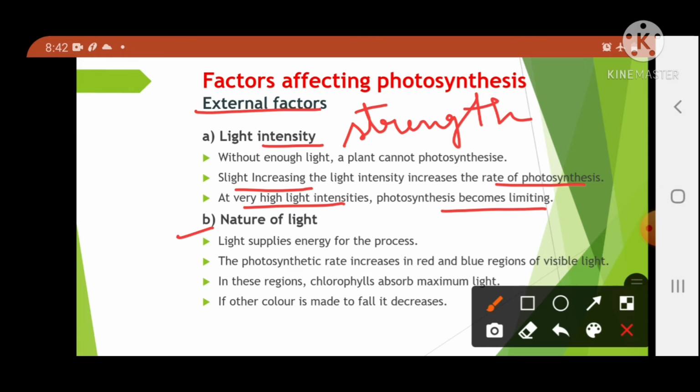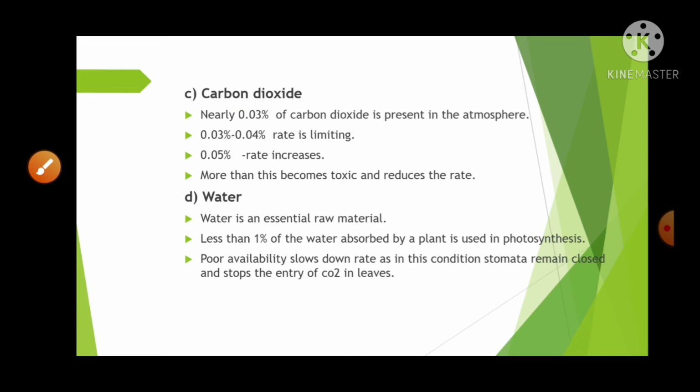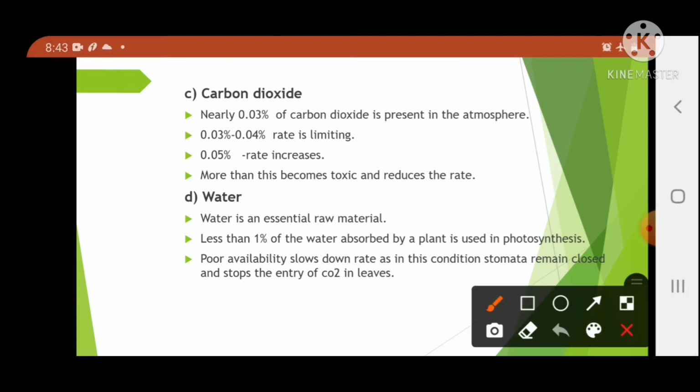Light supplies energy for this process and the rate increases in red and blue regions of visible light. In these regions, chlorophyll absorbs maximum light, or if other color of light is made to fall, the rate decreases. Carbon dioxide is 0.03%, at which the rate is limited, but at 0.05% the rate increases. And more than this becomes toxic and reduces the rate.